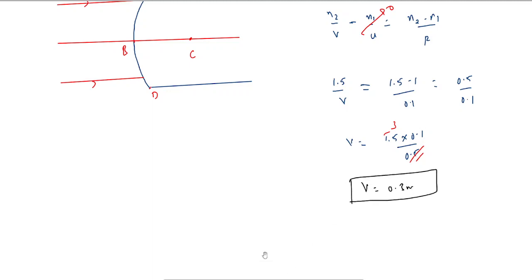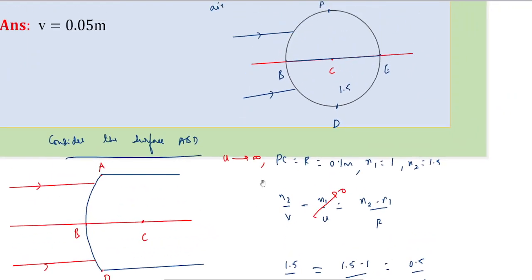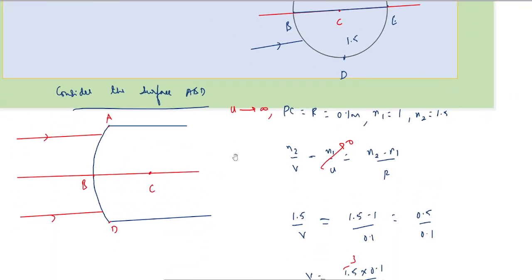Now recall that for the surface ABD, B is the pole. So the light rays from here are trying to meet at a point, which is at a distance of 0.3 meter from this point.